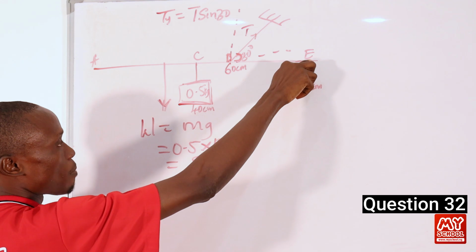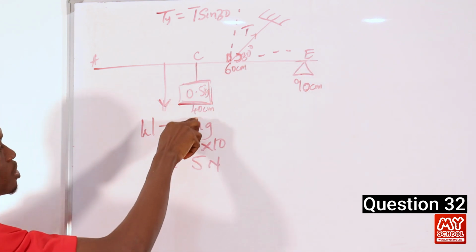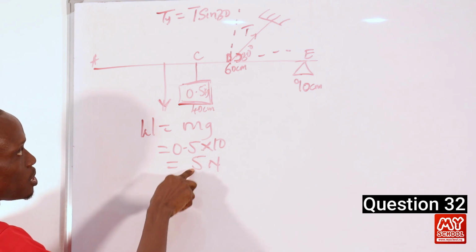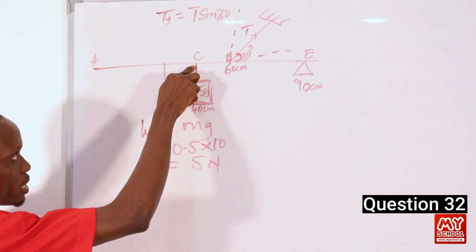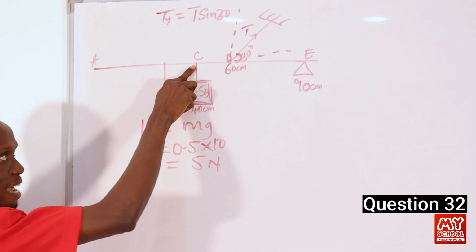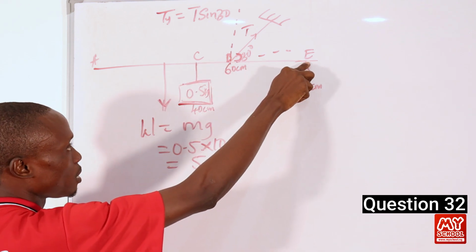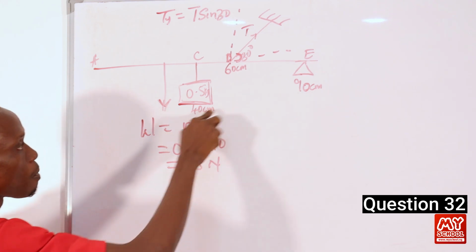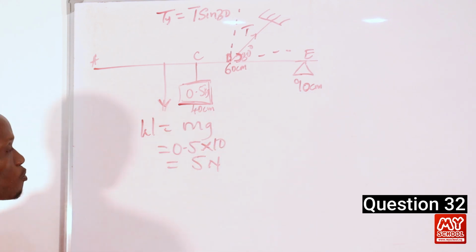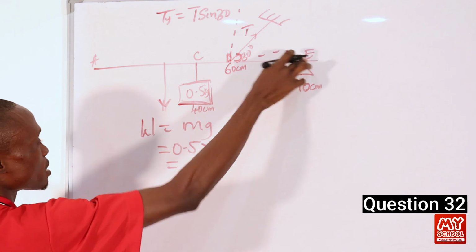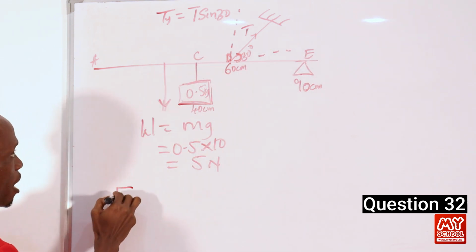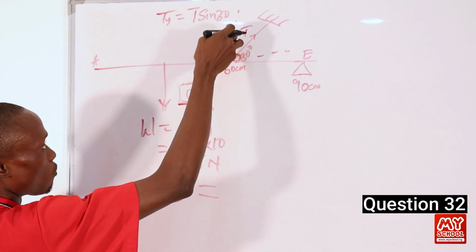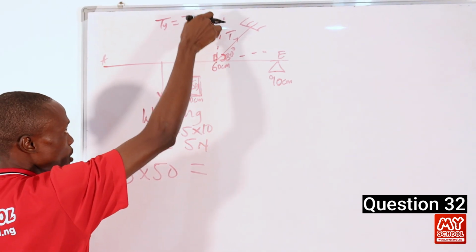So taking moment about point E, we have our weight, which is 5 Newton, and the distance between the point where the weight was hung to the point where we are taking the moment, which is 90 minus 40, so that will give us 50. So moment about E becomes 5 times 50, and this must be equal to the moment that we are going to be taking here.